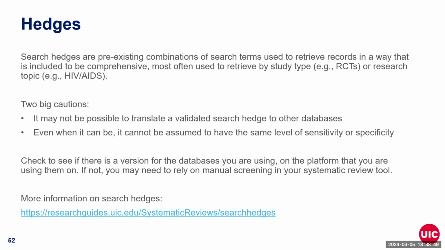And ideally, you would just use ones that there's a version for the database you're using on the platform that you are using. If not, you may need to rely on manual screening in your systematic review tool instead of trying to filter for that study type or topic ahead of time. And again, we have more information on search hedges in one of our LibGuides.